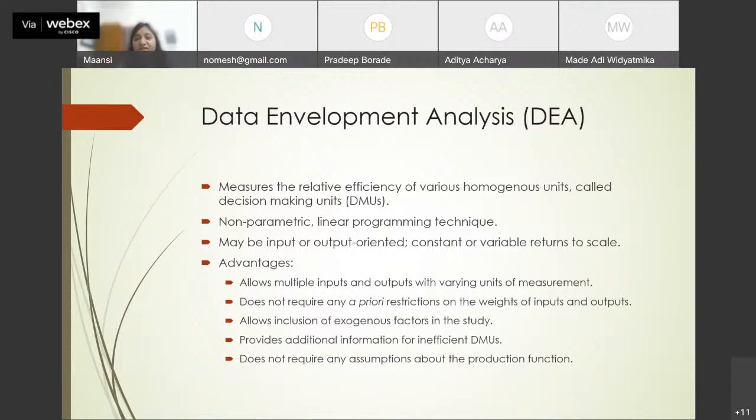So DEA offers multiple advantages. Firstly, it allows multiple inputs and outputs with varying units of measurement. I think this is the main advantage that DEA offers. It does not require any a priori restrictions on the weights of those inputs and outputs. It allows inclusion of extraneous factors in the study, provides additional information for the inefficient DMUs, and does not require any assumptions about the production function of our frontier.